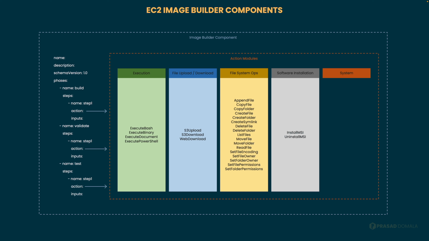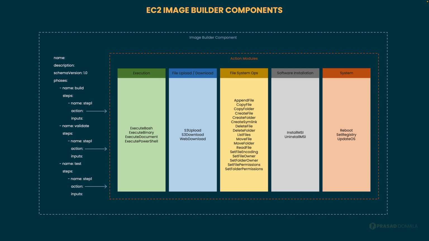Software installation contains installation or uninstallation of MSI files on Windows. And finally, under system actions, we have reboot, update OS, and setup registry, which is to set up Windows registry items. And each of these actions have different options. We can't go through all those options in this video, but I'll leave the link to AWS docs if you want to know more about these action modules.